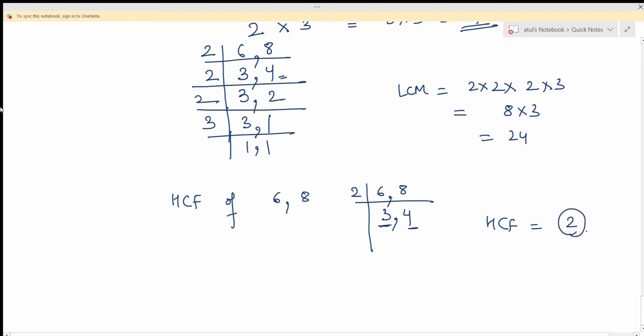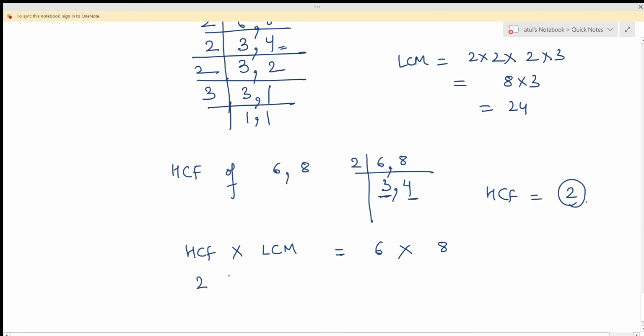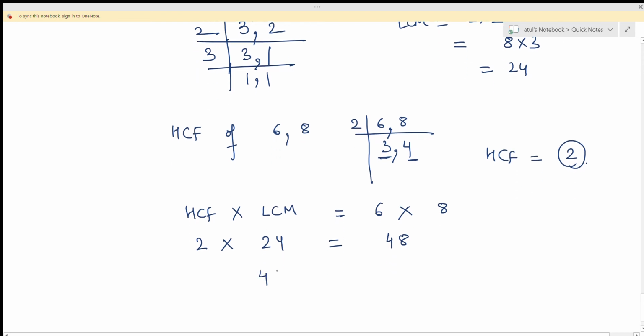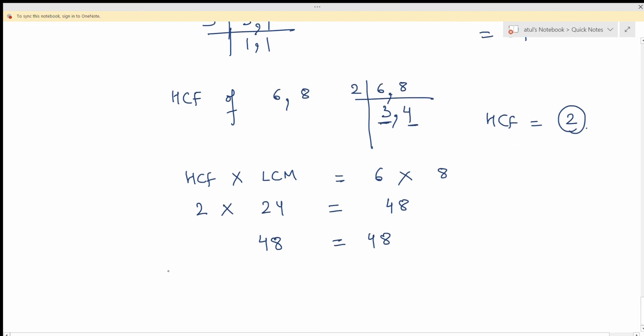Now I'll just show you something. HCF into LCM is equal to 6 into 8. You will get it. What was the HCF? HCF is 2. LCM was 24. What is 6 into 8? 48. And what is 2 into 24? That's also 48. So you see what relationship I got: the product of HCF and LCM of any two numbers is equal to the product of the two numbers.